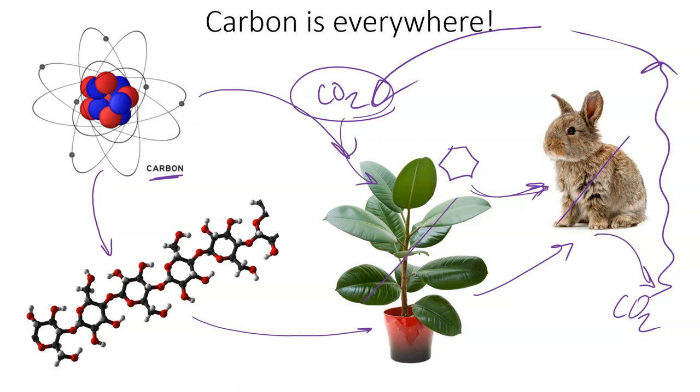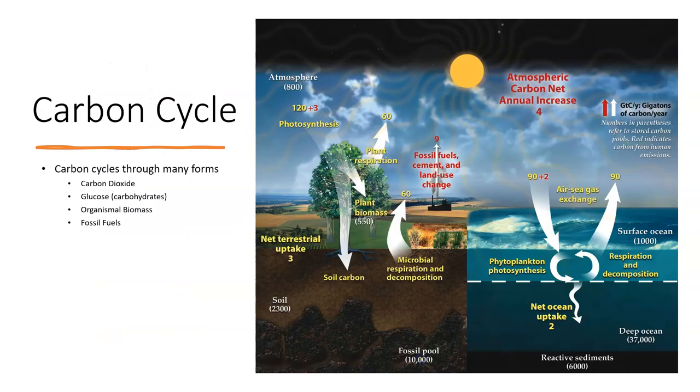This is a skill that the IB requires you to know. And so let's talk about what the carbon cycle really is. The carbon cycle has a variety of forms, okay? So we're going to see some inorganic forms, and we're going to see some organic forms.